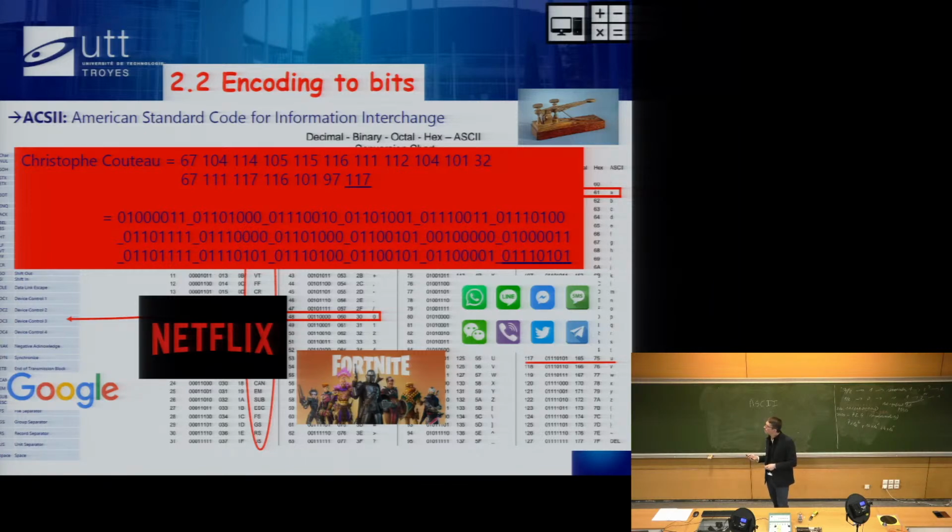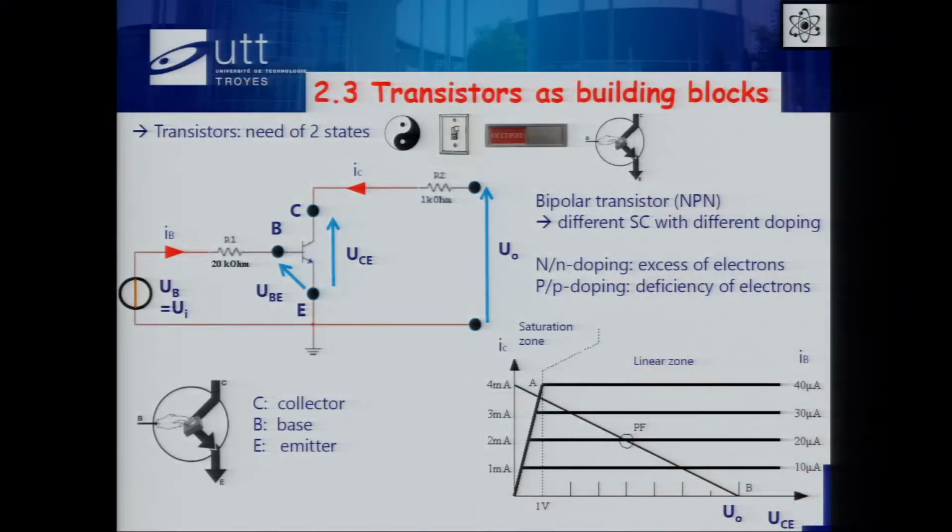So this is encoding, and how do you actually implement that? So we said you need transistors. You need something that gives you 2 states. So there could be a switch, there could be anything. What we use is transistors.